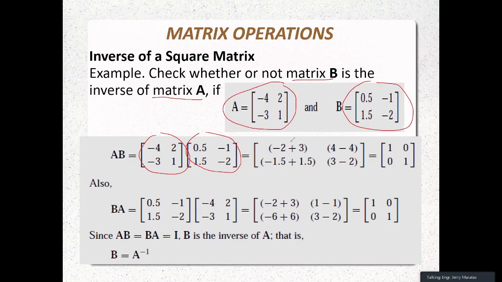So to get the element of the resulting matrix, first row, first column, that means we have to take into consideration the elements of the first row of the first matrix and the first column of the second matrix. So it should be 4 times 0.5, that is negative 2, plus 2 times 1.5, and that is 3. The result is 1.